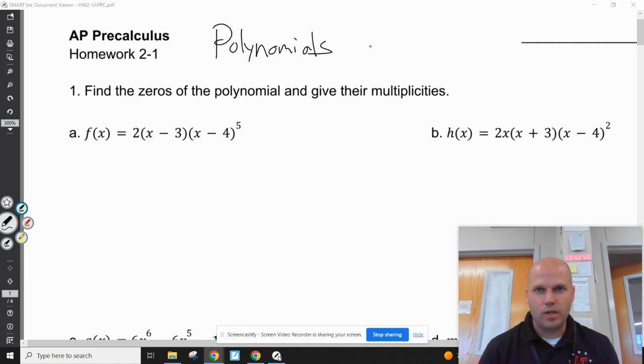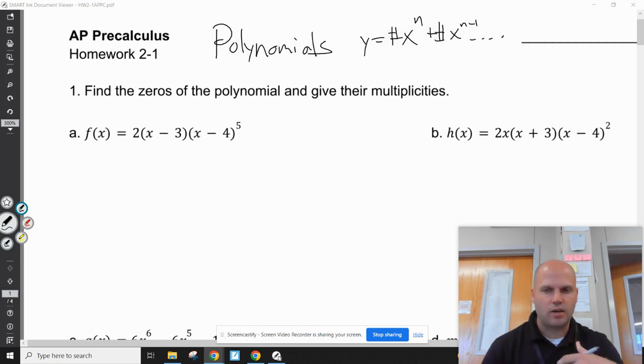Now, what is a polynomial? A polynomial is like a bunch of x to powers added together, any numbers before it, et cetera, all the way down to a constant. And we're just going to get into what it looks like, what are some things we can tell about it. We're going to analyze polynomials.